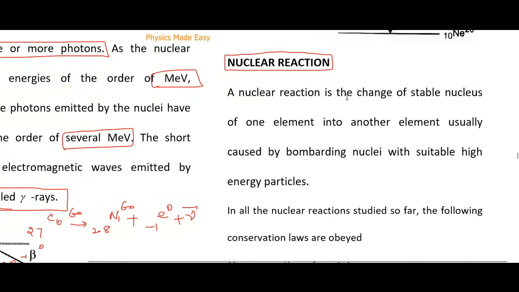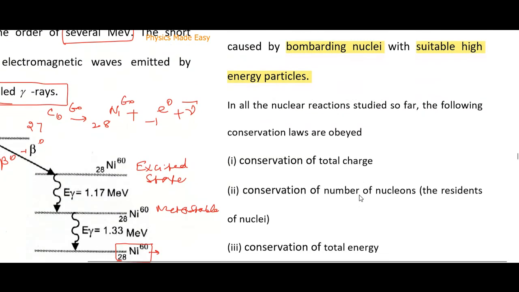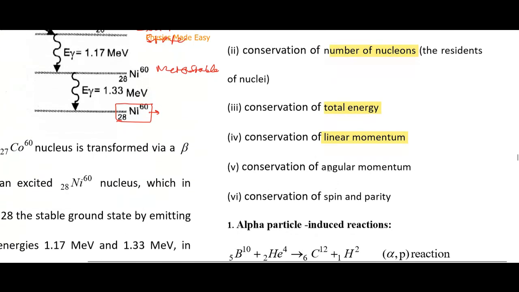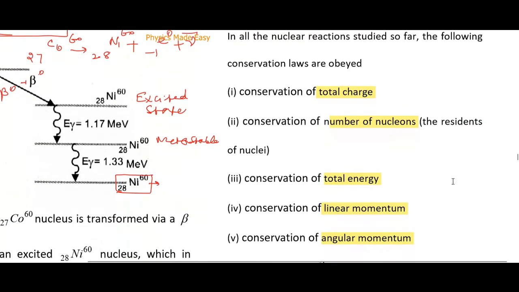A nuclear reaction is the change of stable nuclei of one element into another element, usually caused by bombarding the nuclei with suitable high energy particles. In all the nuclear reactions studied so far, the following conservation laws are obeyed. First is conservation of total charge, number of nucleons, total energy, linear momentum, angular momentum, spin and parity. So these are the conservation principles.